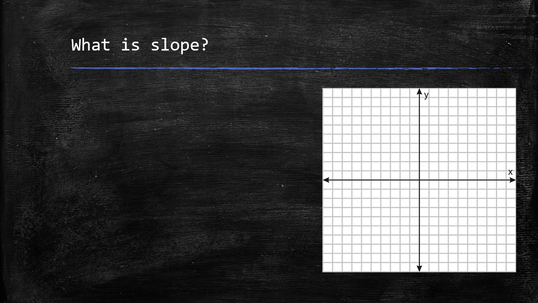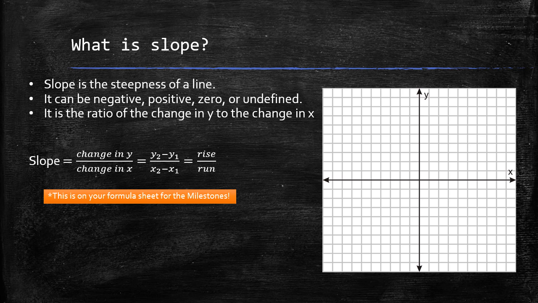So what is slope? So slope is the steepness of a line. It can be negative, it can be positive, it can be 0, or it can be undefined. It is the ratio of the change in y to the change in x. So you can see here we've got it written out in algebraic form. So slope is the change in y, and change just means like the difference. You subtract your y's to find the change. So here's the official formula that you'd see.